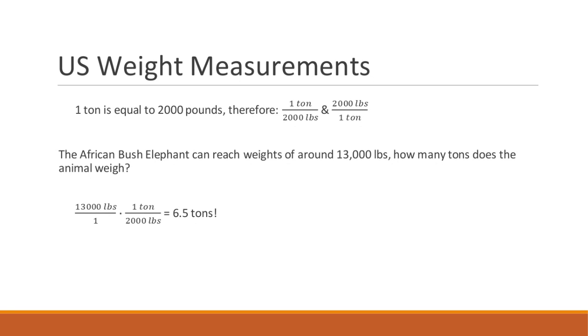So the African bush elephant, the largest land mammal in the world. I believe there are whales that are much larger, I could be wrong, someone can call out if I am. But the largest land mammal in the world is the African bush elephant, and it can reach weights of around 13,000 pounds. How many tons does that animal weigh? If we do a quick little conversion, 13,000 pounds times tons divided by 2,000 pounds, the pounds go away, and it equals 6.5 tons.